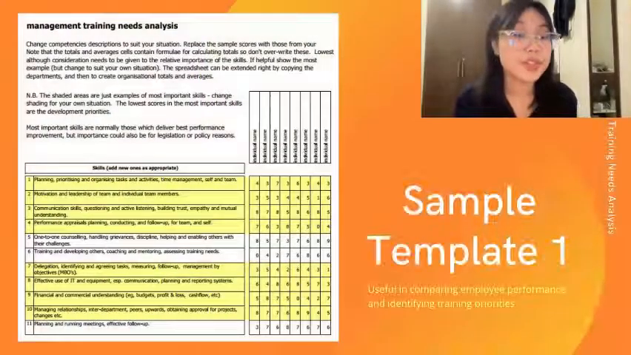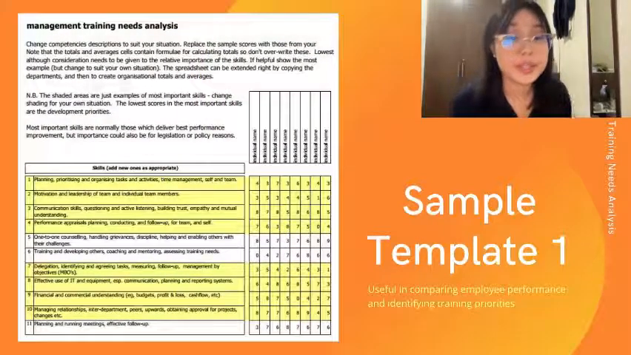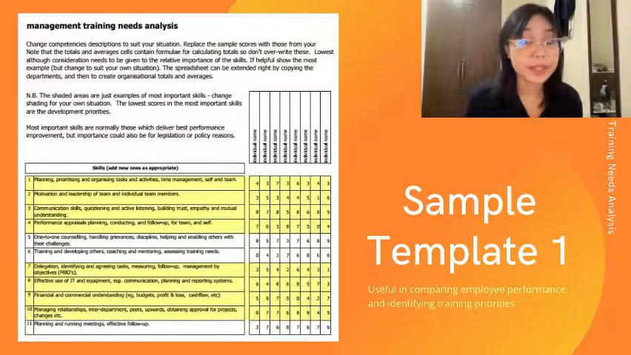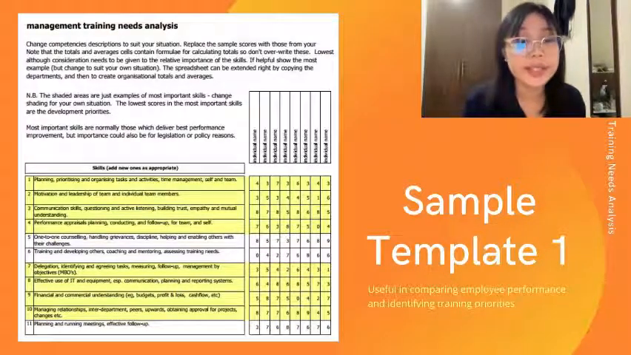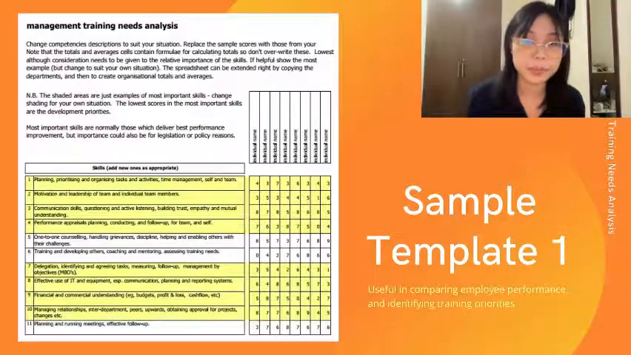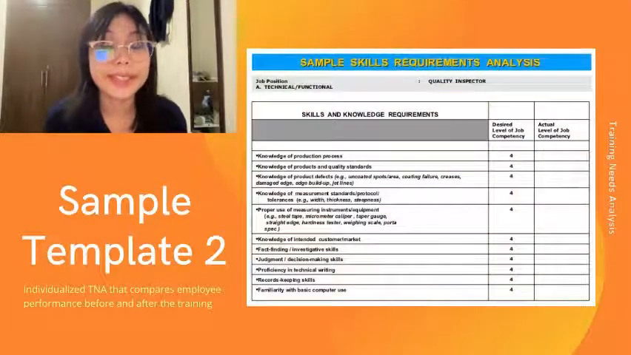So, as I have mentioned before, various organizations will have different TNAs. Here's an example of a TNA. It has the skills as well as the corresponding ratings for each individual name. This kind of TNA will be especially useful in comparing employee performance and identifying which of them needs to be prioritized in training. Here is another example of a TNA template.